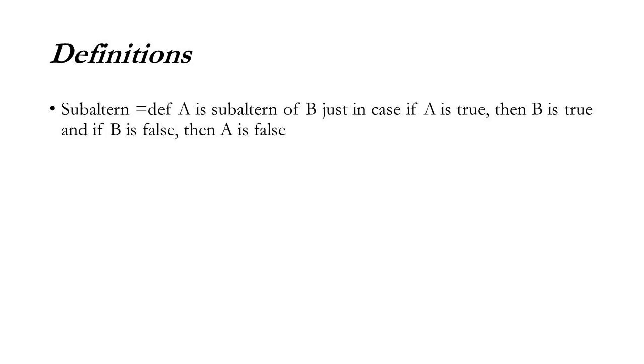Here's the more rigorous definition of a subaltern. An expression A is a subaltern of expression B just in case if A is true, then B is true, and if B is false, then A is false. This second clause is important. By that I mean the clause that says if B is false, then A is false. If some S is P is false, that does mean that every S is P is false. And that is the sort of relationship you should expect among subalterns.